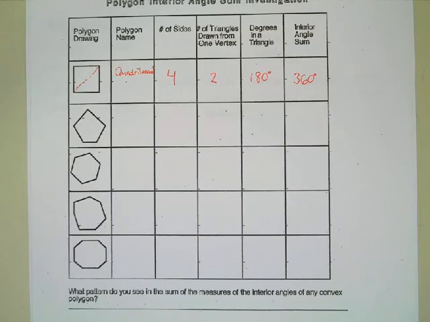Yeah, how many triangles do you end up with? 3. So you're going to put 3. And what's the degrees in a triangle? It's always 180, right? And what's the interior angle sum? It's about 10.